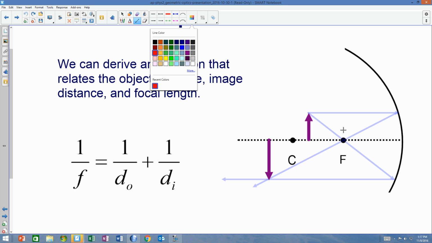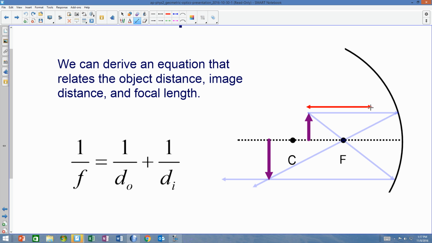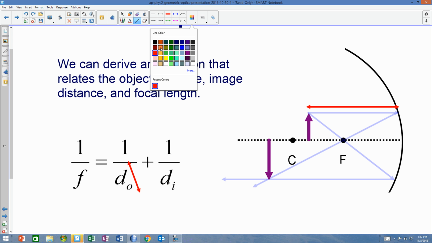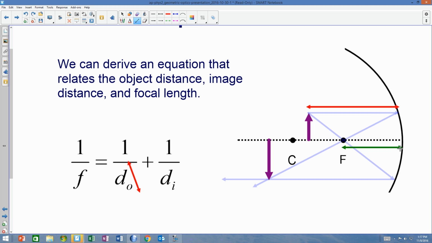So we'll do this, and let's make it a color that we can see that's different. The distance between the object and the mirror is called DO. I'll put that right there so you can see it. Let's change the color again. The distance from F to the mirror is called the focal length. And let's go ahead and pick a different color. The distance between the image and the mirror is called the image distance, DI.